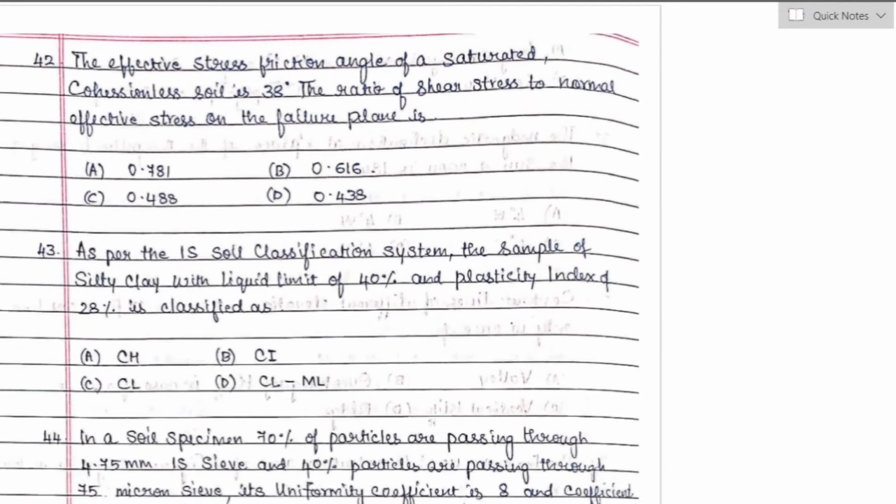Question number 42. The effective stress friction angle of a saturated cohesionless soil is 38 degree. The ratio of shear stress to normal effective stress on the failure plane is. We know that the ratio of shear stress to normal stress is equal to tan of friction angle. Since the angle of friction is given as 38 degree, the ratio will be tan 38 degree. Therefore, the required ratio will be 0.781. So option A is the right answer.